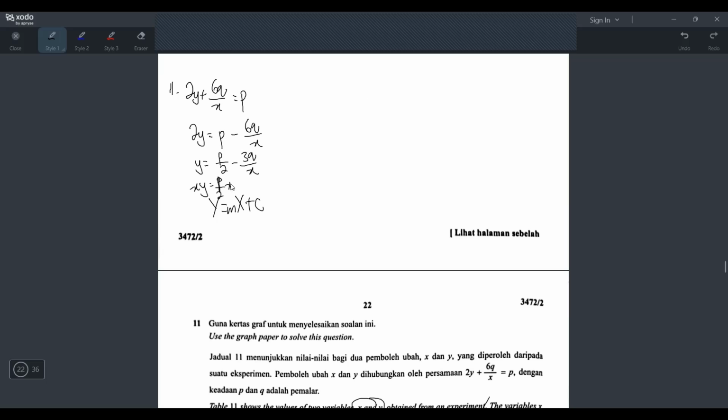When you write in the middle, it means it is on top. And then minus this one times x, I think just becomes 3q, because when you multiply by x, it cancels, leaving just 3q. And yeah, this is your linear form equation. Y equals mx plus c. It means your y-axis is xy, all right? And then your x-axis is x. And then what is your gradient m? Your m is p over 2. And then your c is negative 3q.